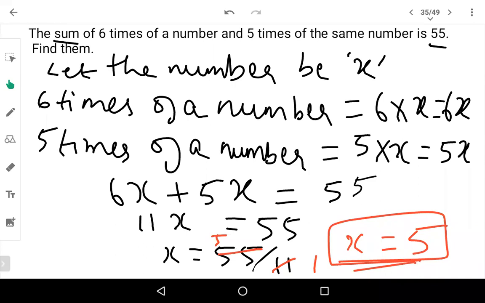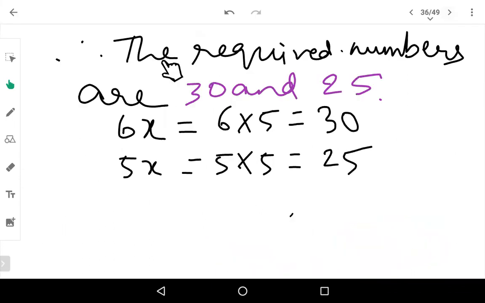Now, if you read the question once again, the sum of 6 times of a number and 5 times of the same number is 55. Find the numbers. So they're asking us this 6 times of a number and 5 times of a number. We are supposed to find out the actual value of 6x and 5x. So let us find out the value. So the required numbers are, how do we find?